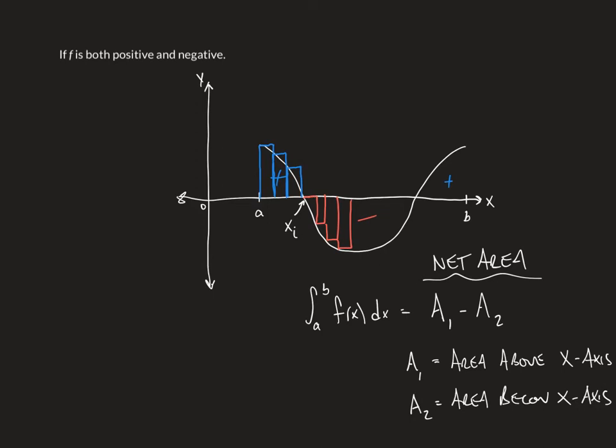What do we end up with? Do we have more negative area or more positive area? And that's what we're doing when we calculate that integral over a domain where our function is sometimes positive and sometimes negative.